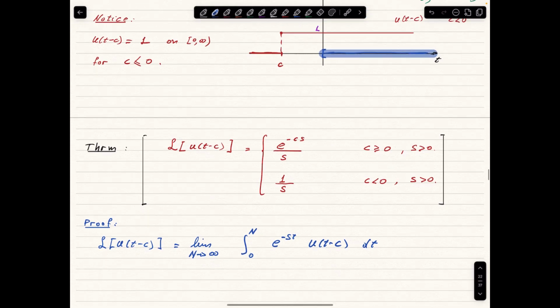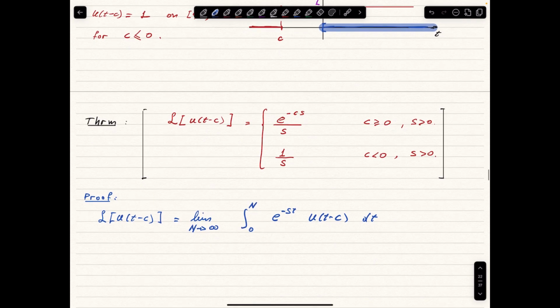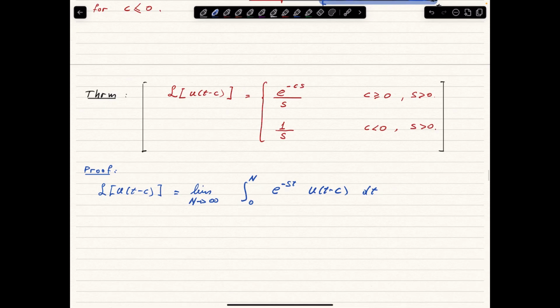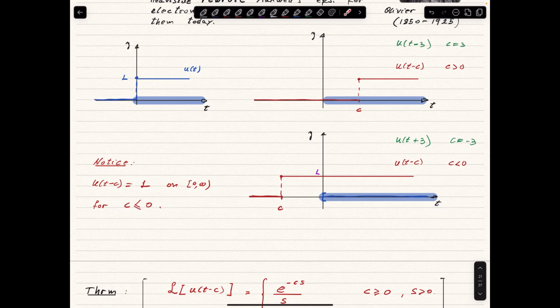But let's go with the definition of what the step is, and let's consider the case c. Let's start first with the case c bigger or equal to 0. So we are in this situation, and what is going to happen? We are going to integrate the function step from 0 to infinity in this region. Notice that from 0 to c the function is 0, so we can integrate from c to infinity because this part is 0.